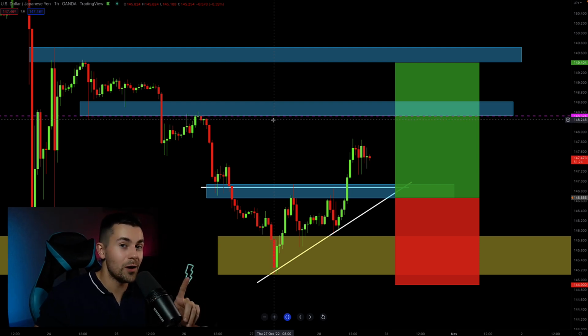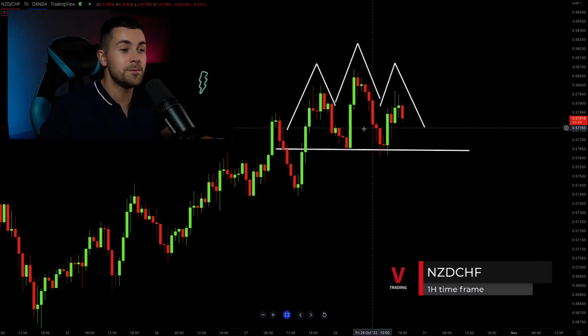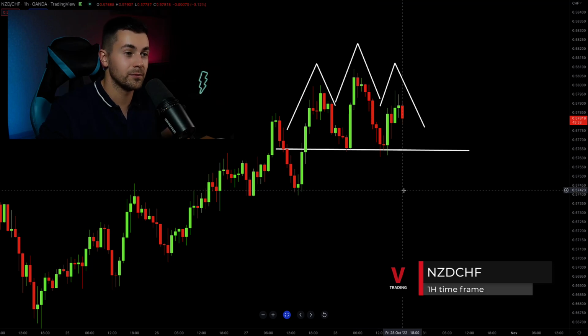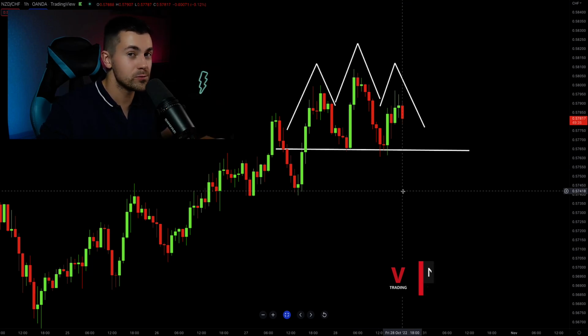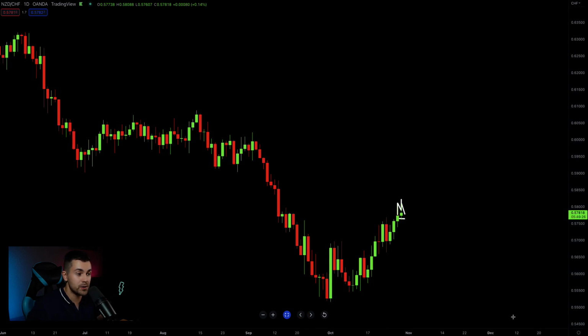Now watch how to trade the head and shoulders pattern. Here on New Zealand Swiss pair, I see a very cute head and shoulders pattern. And again, traders, our first rule is to check whether the pattern that we spotted is formed on a key level. So let's open a daily time frame and let's check if we have any key level right here. The fact is that we don't have any horizontal structure right here.